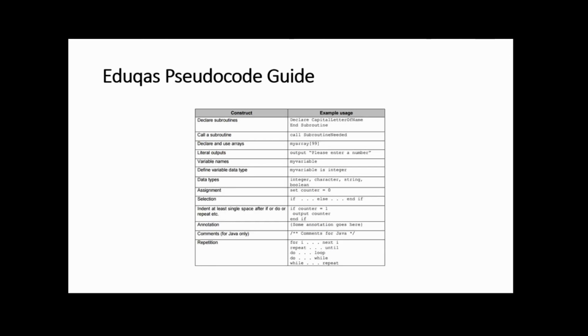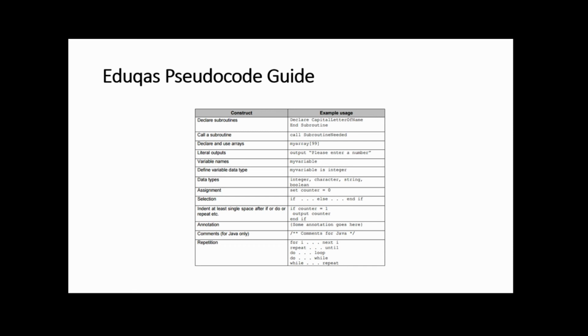For the Eduqas exam board, they have pseudocode guidance. For this one, we have not very many commands to go through. I'll go through them now. So if you were going to declare a subroutine or a function if you're using Python, or a method if you're using Java, you would have to use the keyword declare. To then use the subroutine you've created, you need to use the command call, the keyword call.